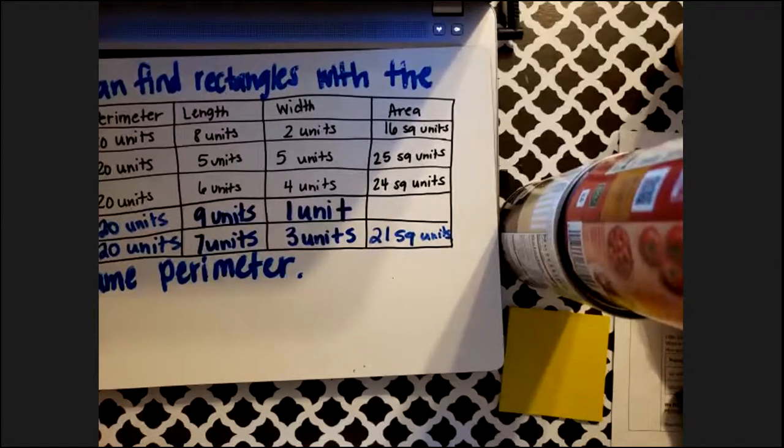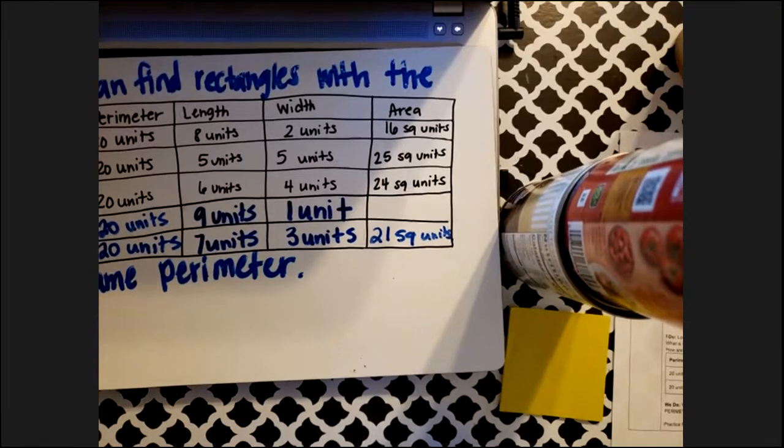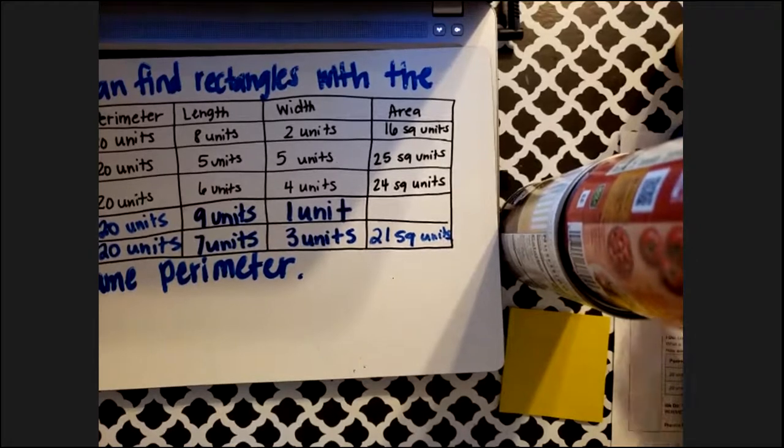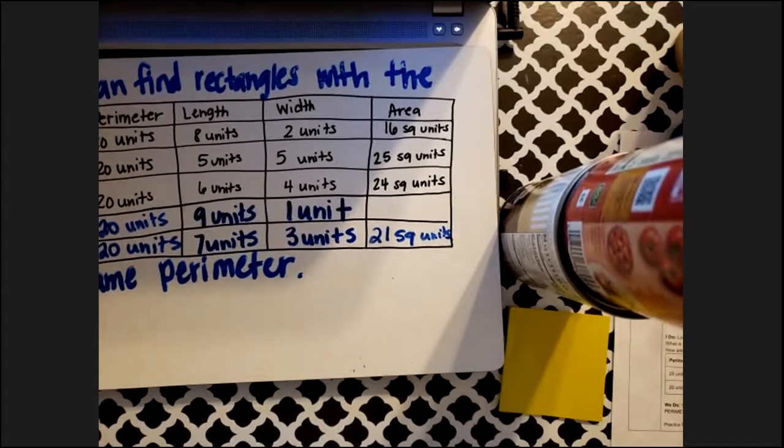Who wants to give us that one? Let's have someone we haven't heard from. JV, take a risk. What do you think the area is if I multiply 9 and 1? JV, are you thinking? I don't think he heard. JV, go ahead and tell us what 9 times 1 is. Don't forget to unmute yourself. What's 9 times 1?